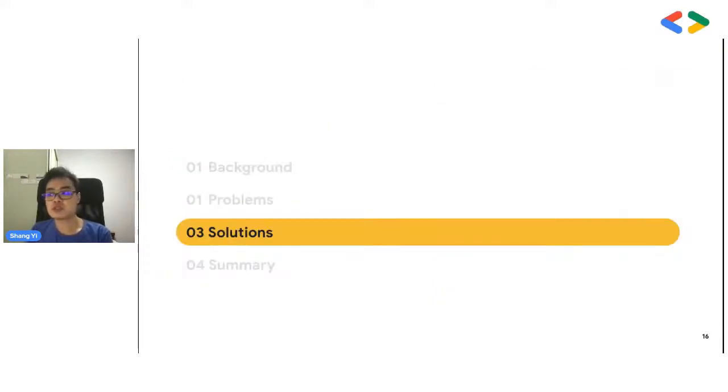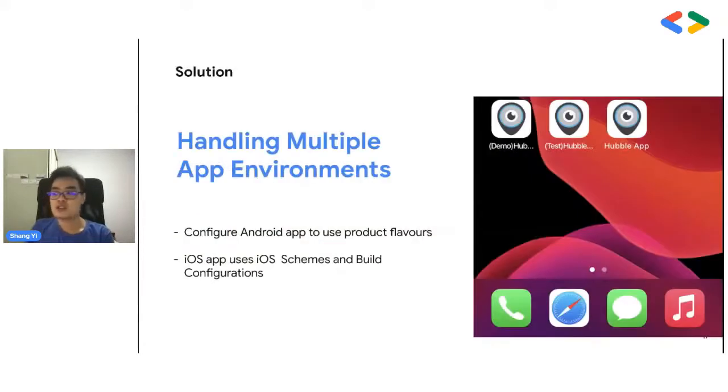So let's take a look at some solutions that we have. The first solution is that we can handle the multiple environments by using product flavors for Android, and for iOS we use iOS schemes and build configurations. So we know that mobile apps technically are identified by a unique bundle ID, right? So for example, com.example.app1 or app2. In order to have multiple apps on one device, we have to make sure the bundle ID is different.